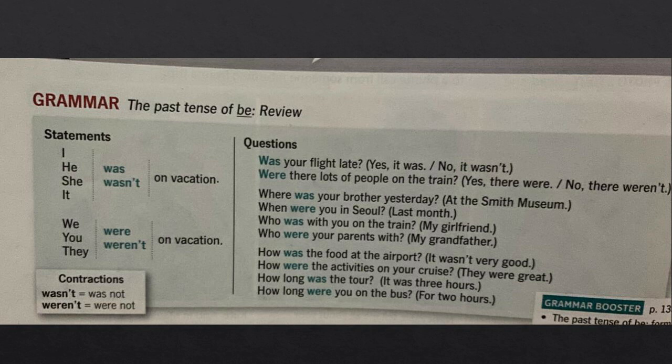So as you can see, we use was for affirmative. We use it for I, he, she, and it, right? And we use were for we, you, and they, right? So the affirmative part is was and were. Now the negative for was is wasn't, and for were is weren't, right? That is the same as saying was not or were not, right?